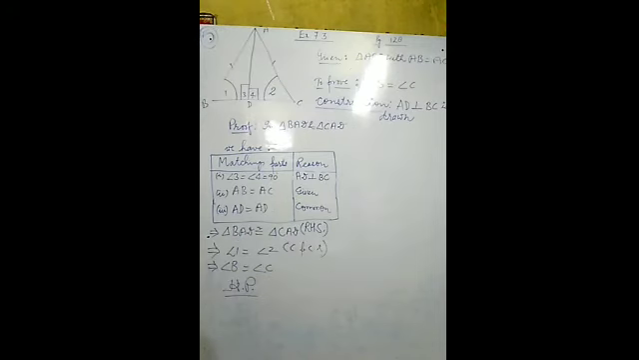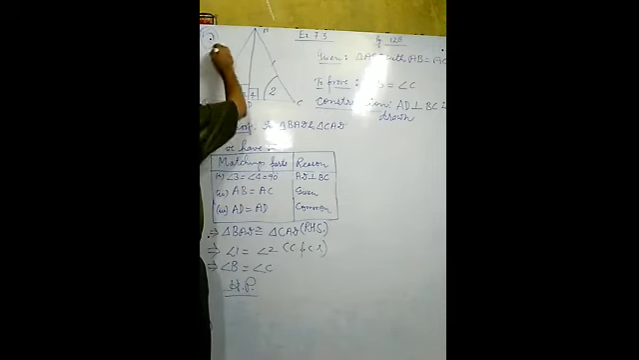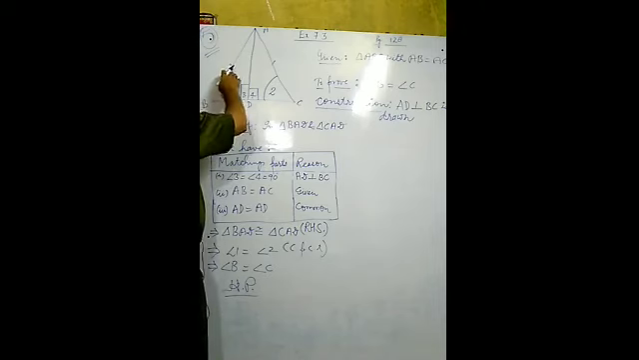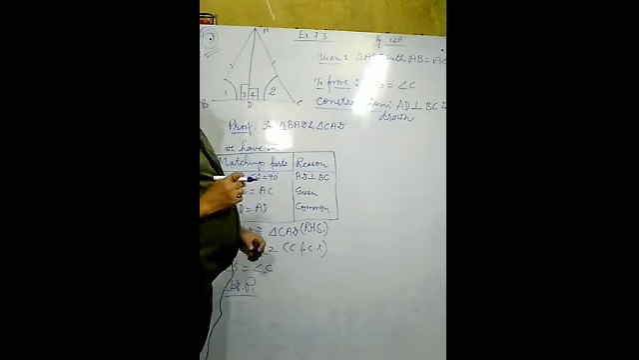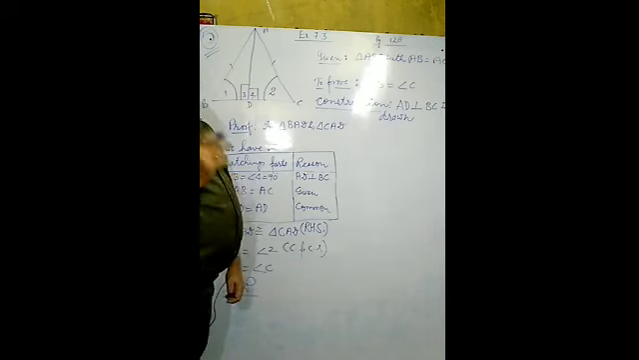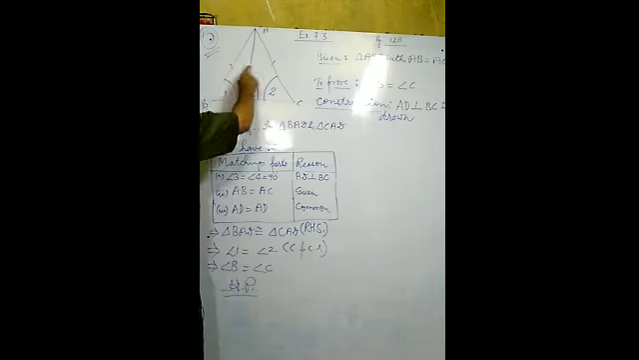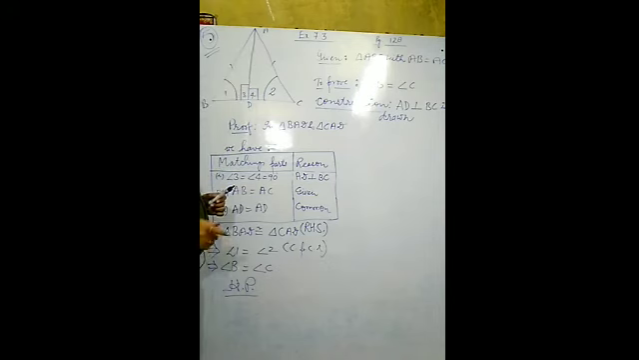Now this one is the last question of this exercise, question number 5. Follow here. What information is given? Triangle ABC with AB equal to AC. This much information is given. If two sides are equal, we have to prove that the angles opposite to equal sides are equal. Opposite to this one is angle 1, opposite to this one is angle 2. So we have to show that angle 1 equal to angle 2.